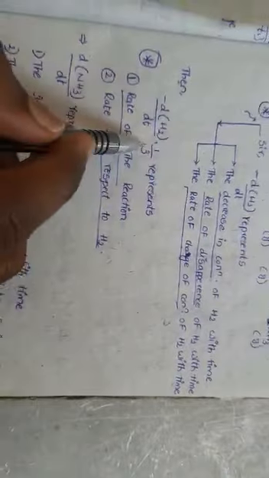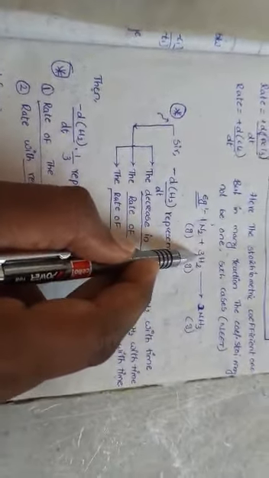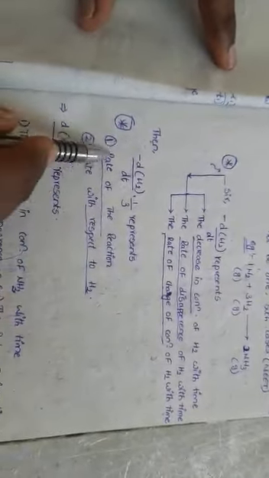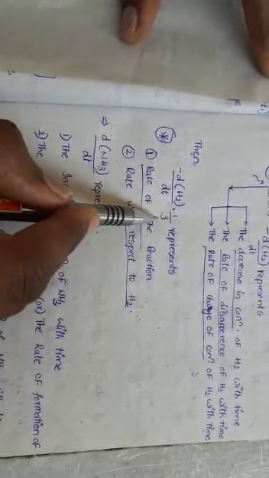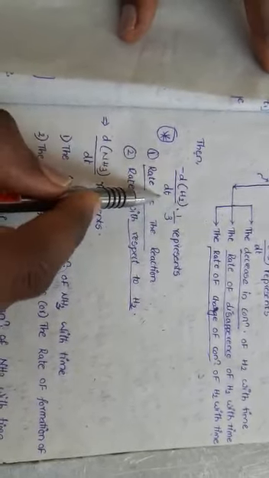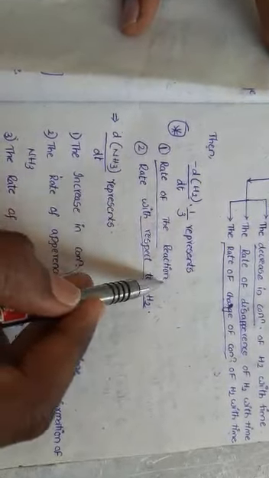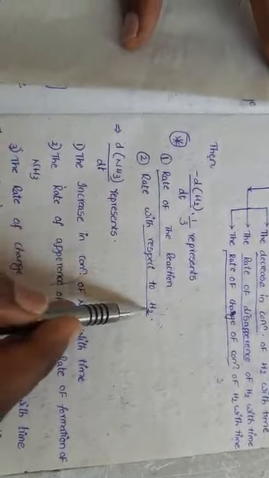Then with respect to stoichiometric coefficients, here 3 is there, so this 3 is also included in the rate expression. If you see, minus d of H2 by dt into 1 by 3 represents the rate of the reaction with respect to time, the rate with respect to hydrogen.